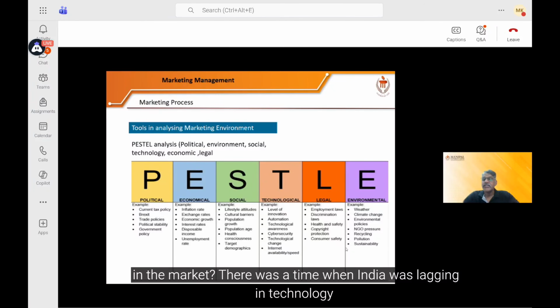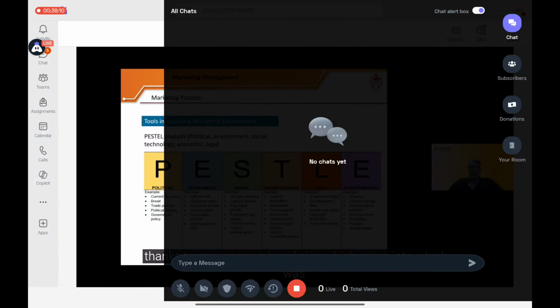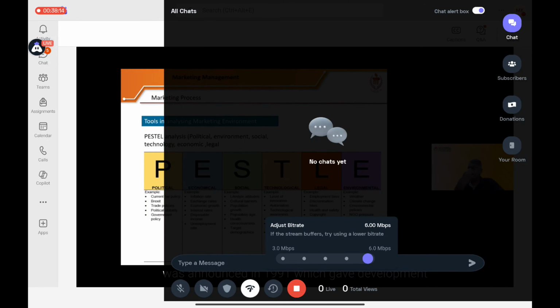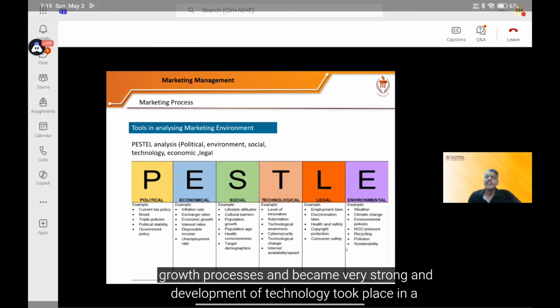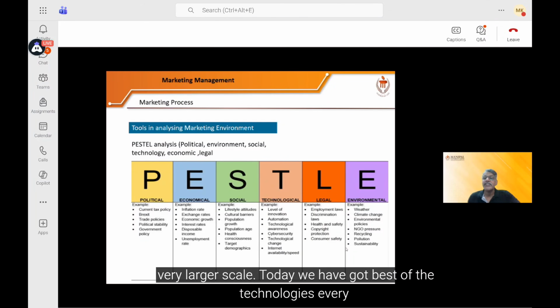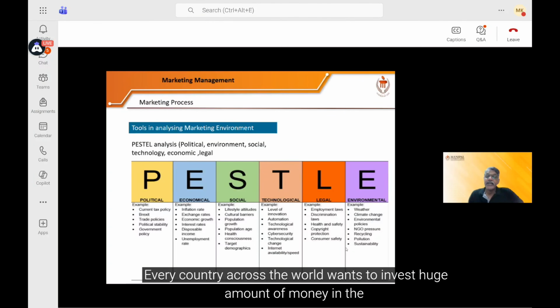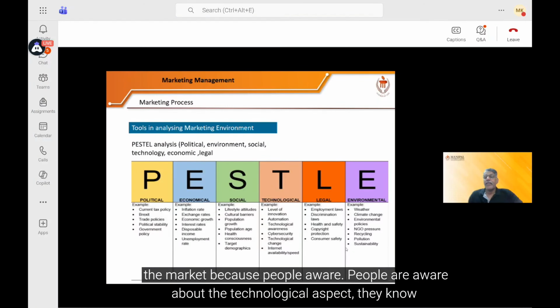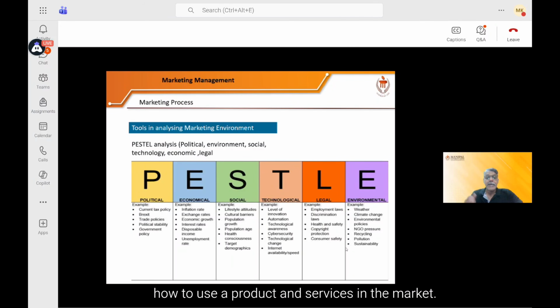There was a time when India was lagging in technology. Thanks to the new economic policies announced in 1991, which gave development growth processes, India became very strong, and development of technology took place on a very large scale. Today, we have got the best of the technologies. Every country across the world wants to invest huge amounts of money in the market because people are aware of the technological aspect. They know how to use the products and services in the market.